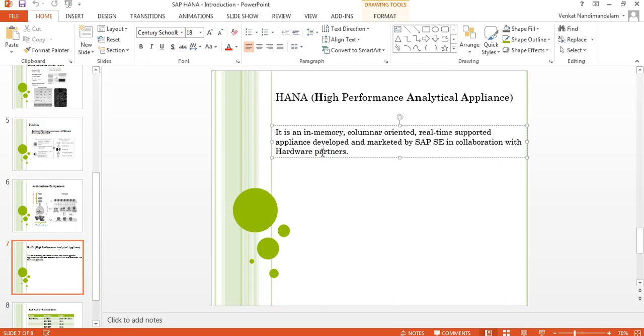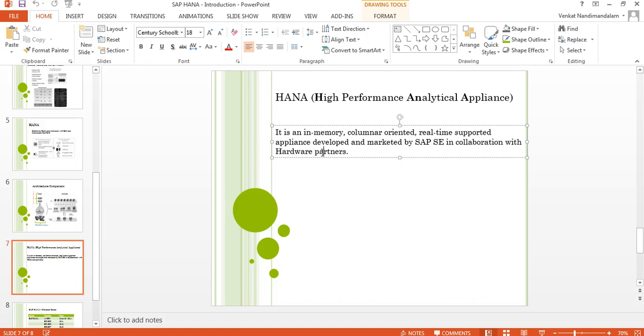As I said, it's a completely in-memory database with a columnar structure, and it also supports real-time analytics. The entire software innovation has been brought by SAP, and for the hardware you have different partners from whom you can buy HANA hardware, like Dell, Cisco, Intel, Fujitsu, and Hitachi. There are a lot of hardware partners, and the HANA software license you buy from SAP.